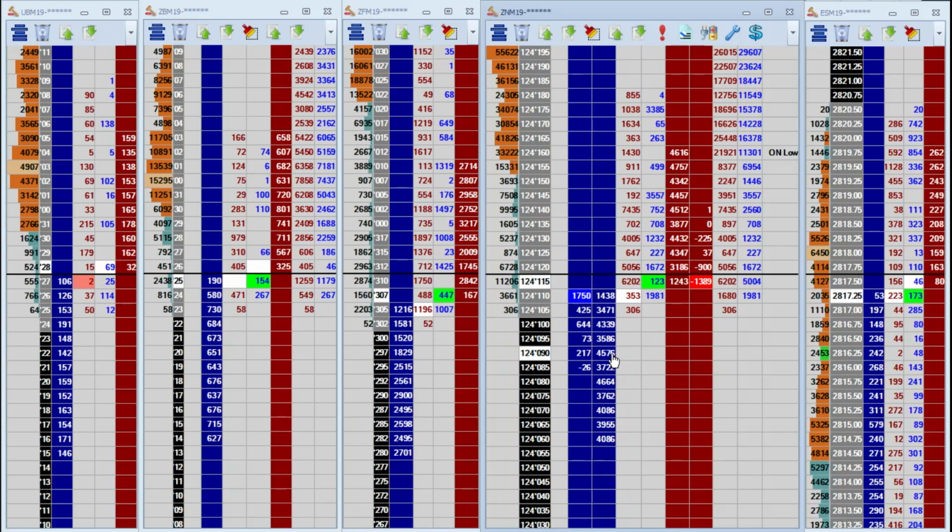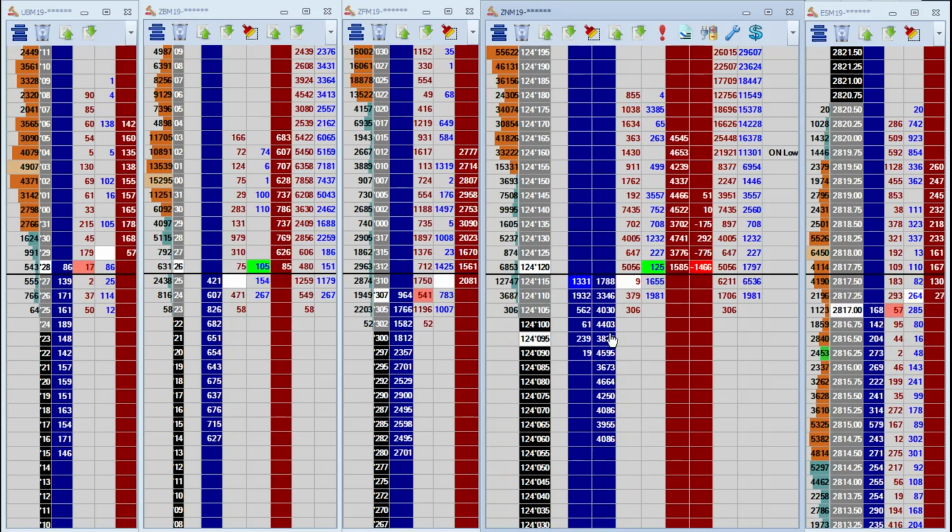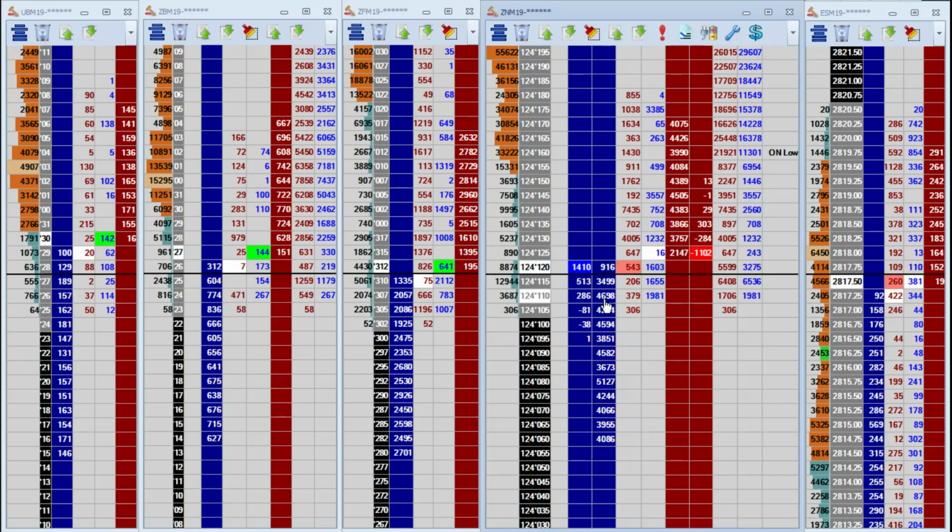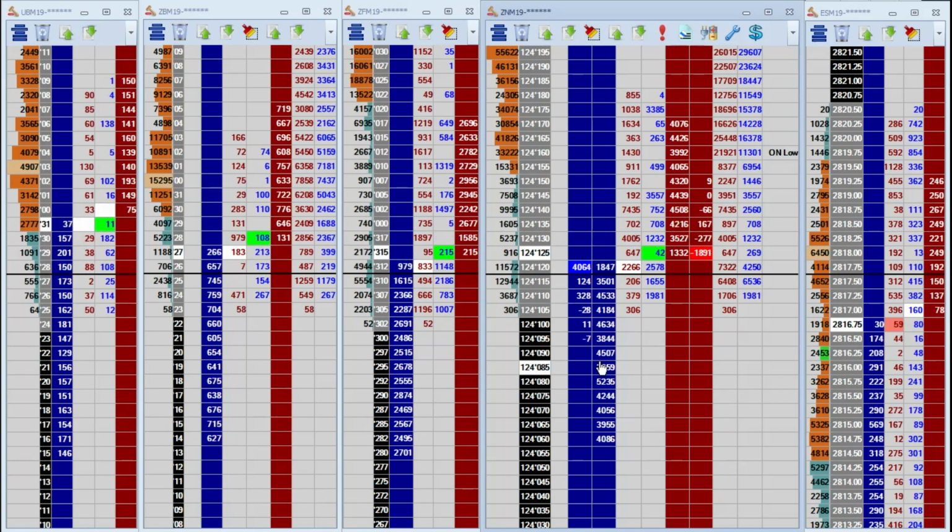But that sort of tells you that buyers are pushing back. And sellers did push this a couple ticks past, and buyers push it right back up. So they're starting to step back in here. Some pretty good price action this morning, so it could have some good opportunities.